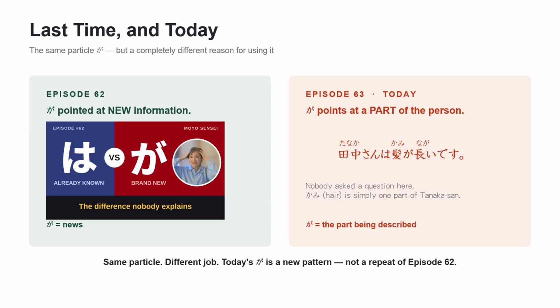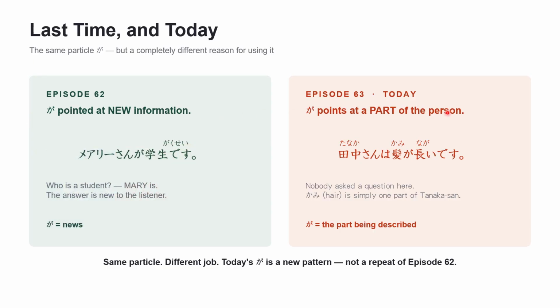Before we go any further, there's one important thing I want to point out. We learned about particle が in the previous episode. In episode 62, we learned that が can point to new information, something that is new to the listener. But today's が has a different job.